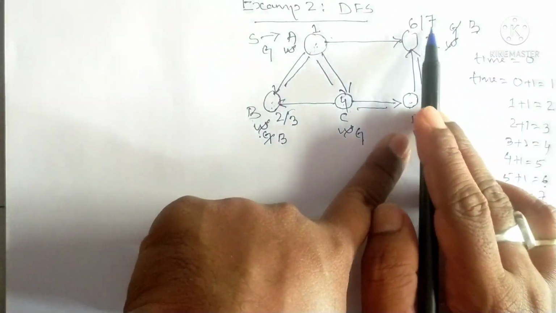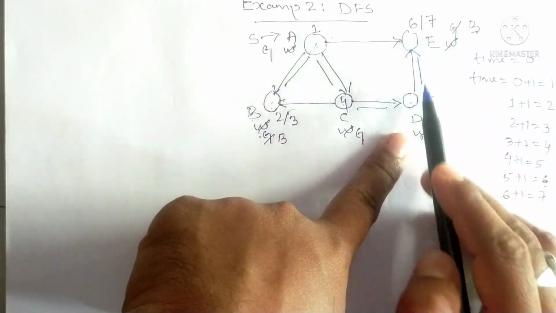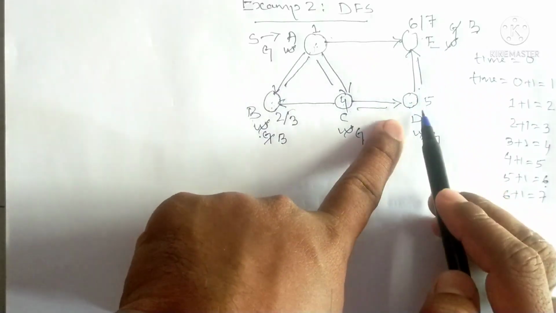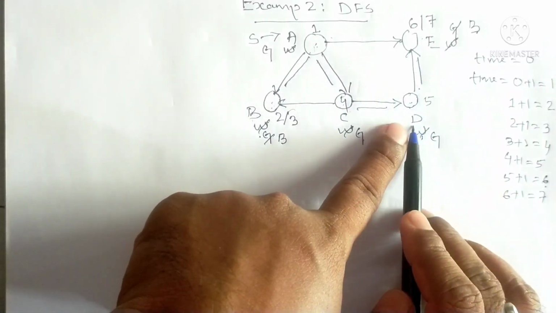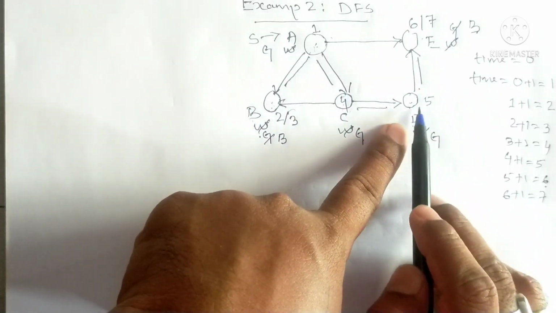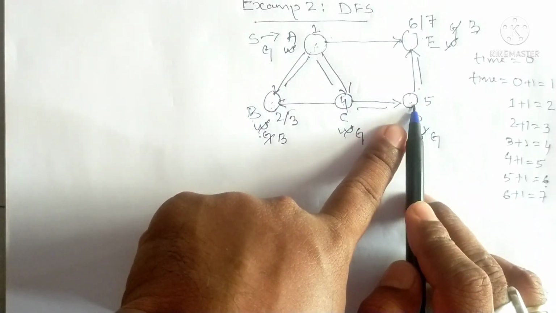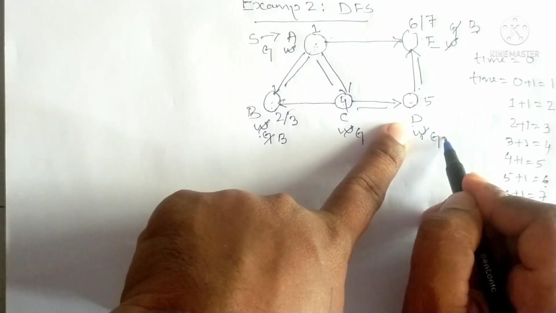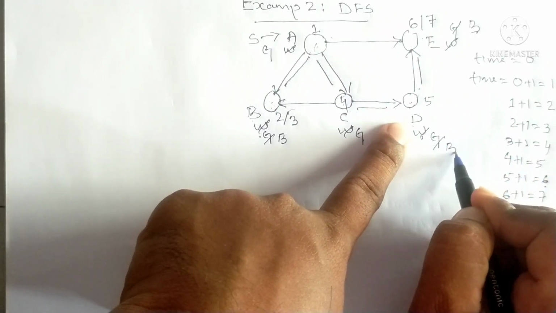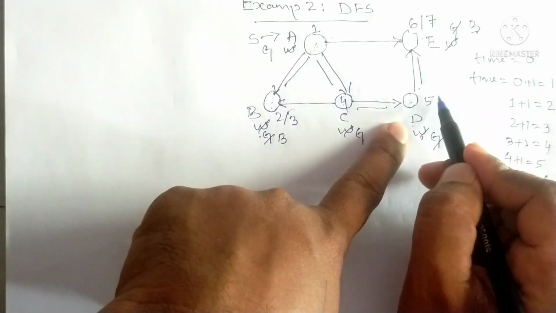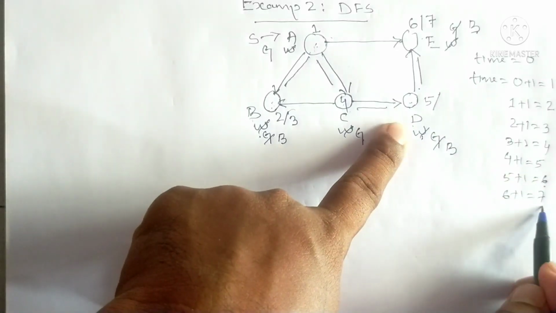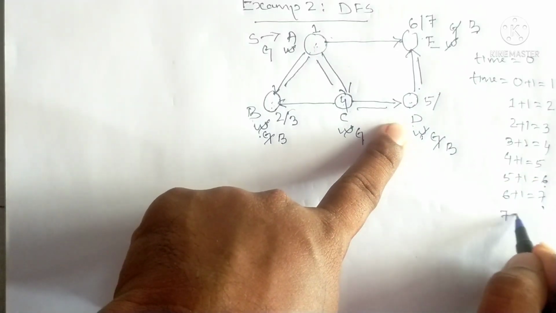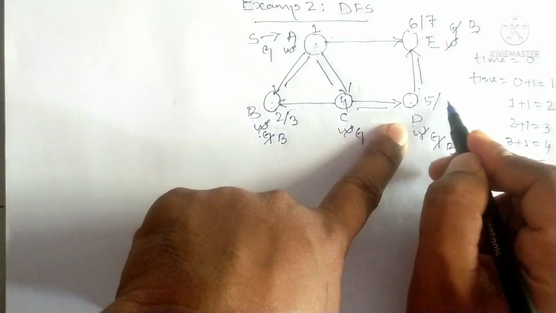Once you assign the final timestamp, we have to return to the predecessor. What is the predecessor? D. Predecessor is D. Is there any adjacent vertex with white color? No. So that's why we have to paint with the black color to your D and assign the final timestamp. What is the final timestamp? Previous value plus 1. 7 plus 1 becomes 8. So write here 8.